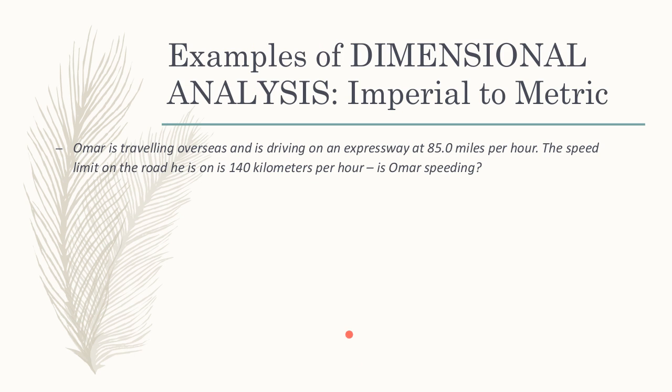So our first example, we're going to use imperial units to metric units. And let's say that Omar is traveling overseas and he's driving on an expressway at 85 miles per hour. The speed limit on the road he's traveling on is 140 kilometers per hour. Omar wants to know if he's speeding or not. So what do you guys think should be the first thing we would do when solving this problem?